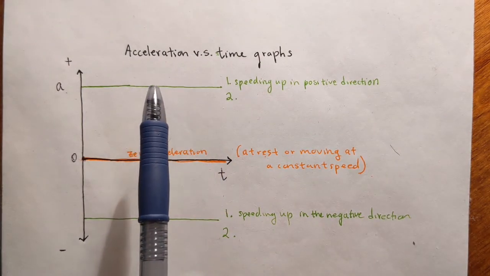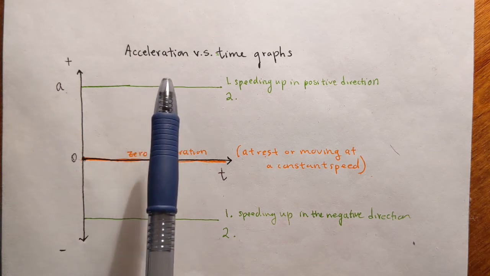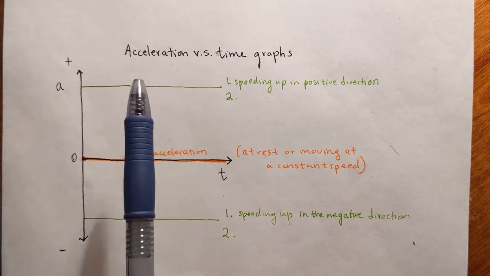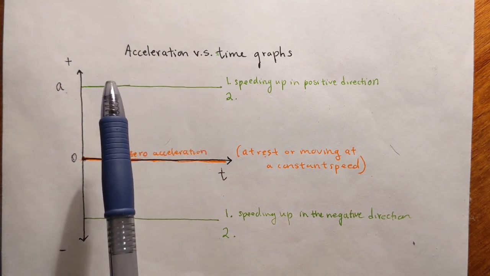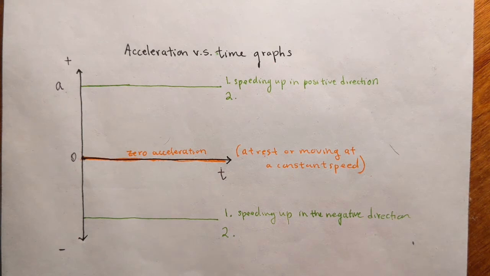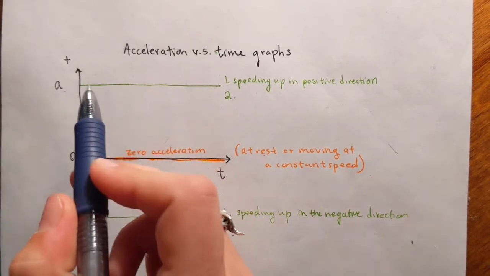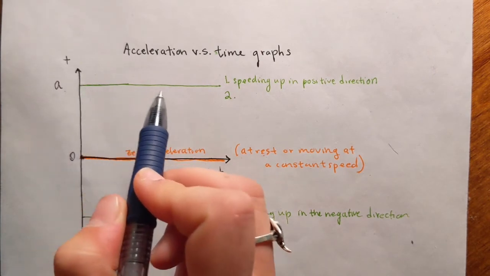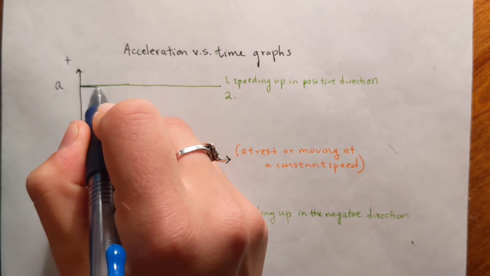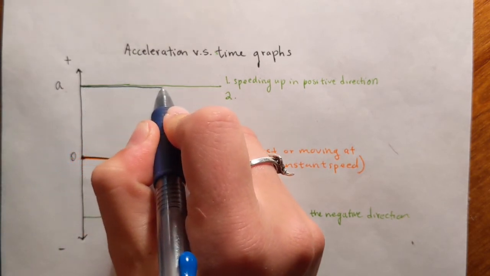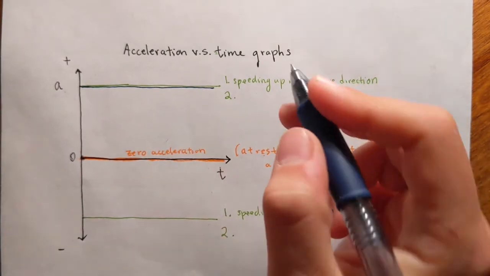Now, next question, are they slowing down or speeding up? The person is slowing down. They are slowing down in the negative direction. If the person is slowing down in the negative direction, their acceleration is positive. So the acceleration versus time graph for this is going to look exactly the same as a couple videos ago because we have a positive acceleration.